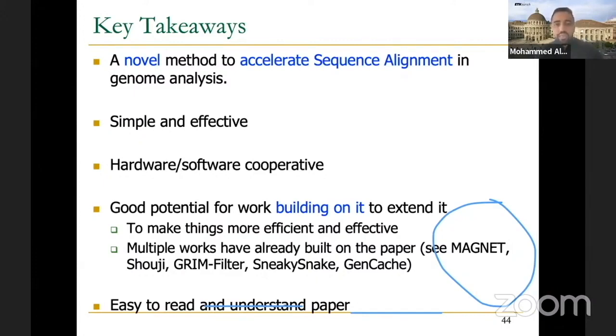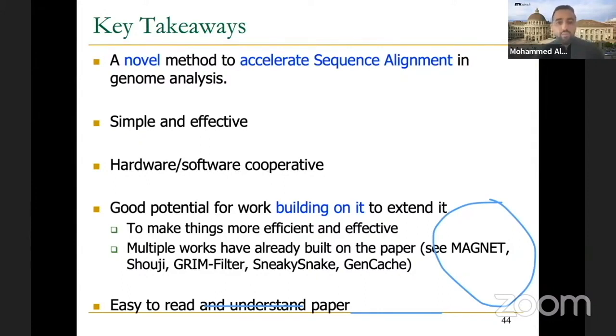As I said earlier, you really need to understand the hardware so that you design an algorithm suitable for it, or aware of the characteristics and properties of the hardware you are using. And you also need to design an architecture that fits the algorithm well. Both of them are very important for getting the best speedup. So this has good potential for work building on it.